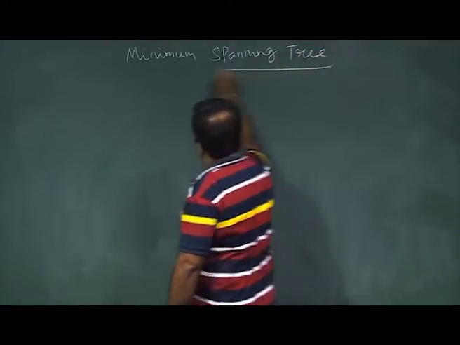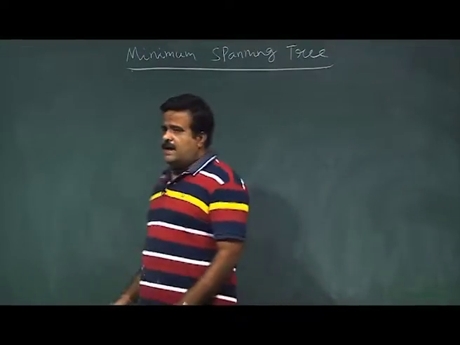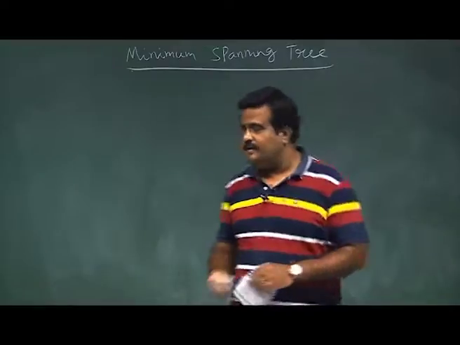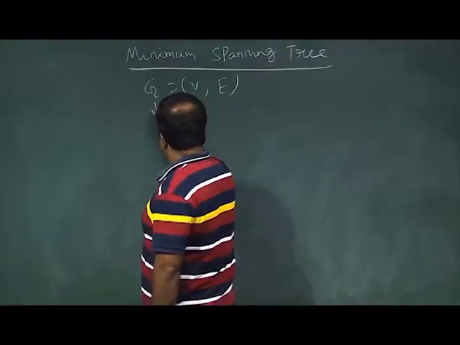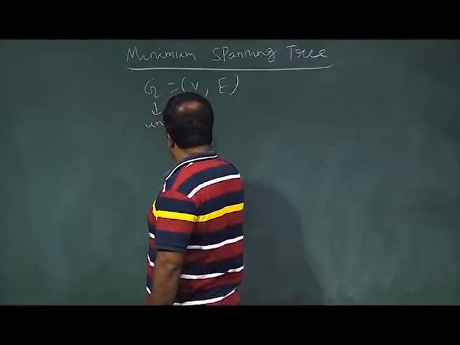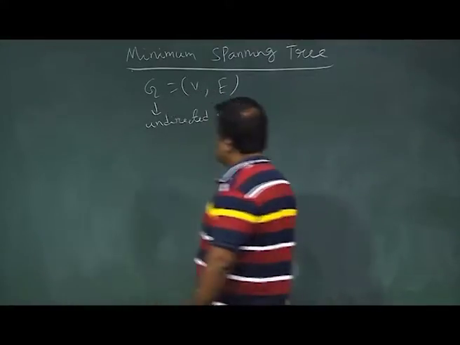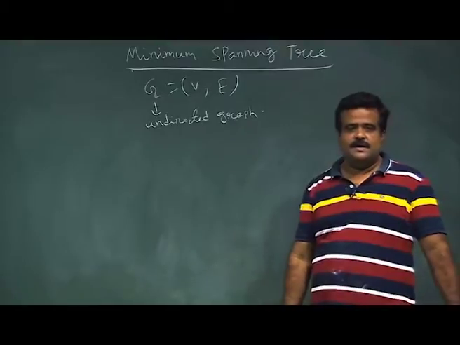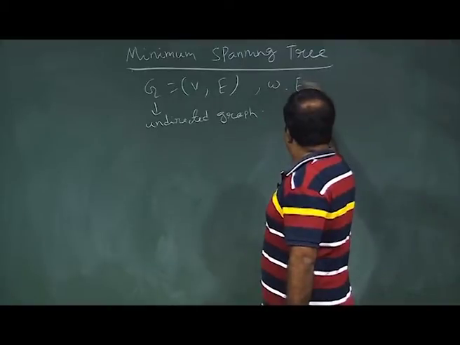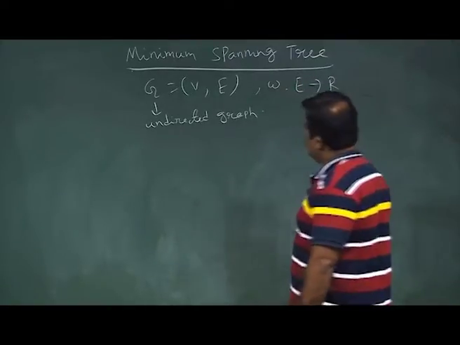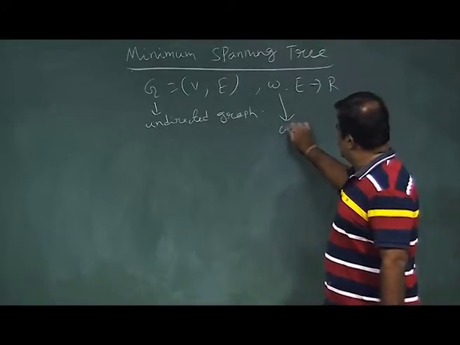Minimum spanning tree problem. For this, what is the input? The input is an undirected graph G, and we have an edge weight on each edge. So we have a weight function W from E to R. W is a weight function.